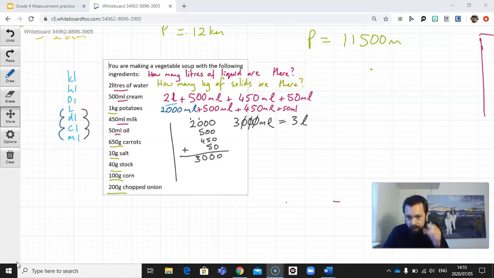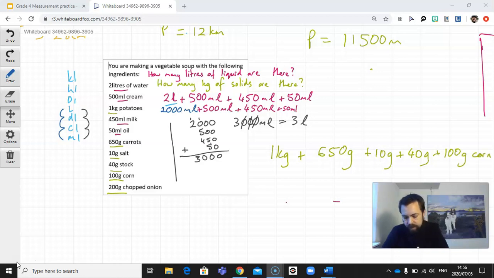And now we're going to work with the solid ingredients. All right, so our solid ingredients, we've got 1 kg of potatoes. And it does ask us to give it in kilograms. We've got 650 grams of carrots, 10 grams of salt, 40 grams of stock. So stock is actually salty, you wouldn't normally add both of those. Plus 100 grams of corn. And finally, plus 200 grams, I'll squeeze that in. All right, so there's all our things that are going to get added.